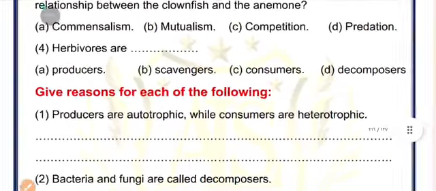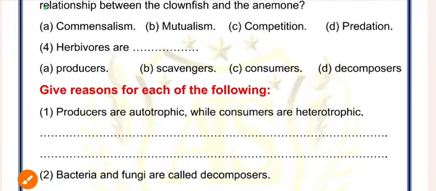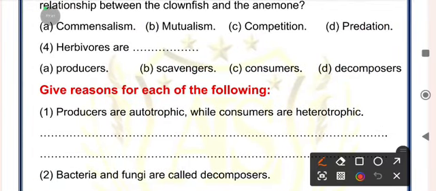The last, choose. Herbivores are, the type of herbivores is consumers. So it's C, herbivores are consumers.